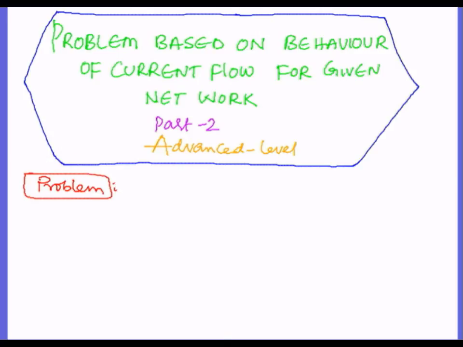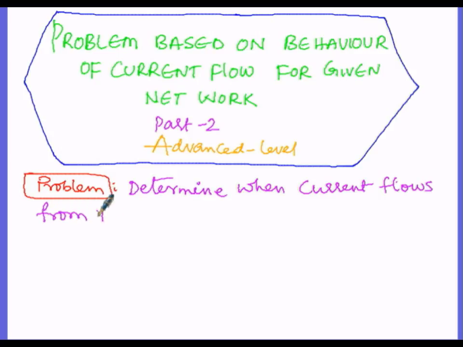So here we have to determine, or in other words we have to find out, when does the current flow from terminal A to the terminal B in the circuit network which is given.